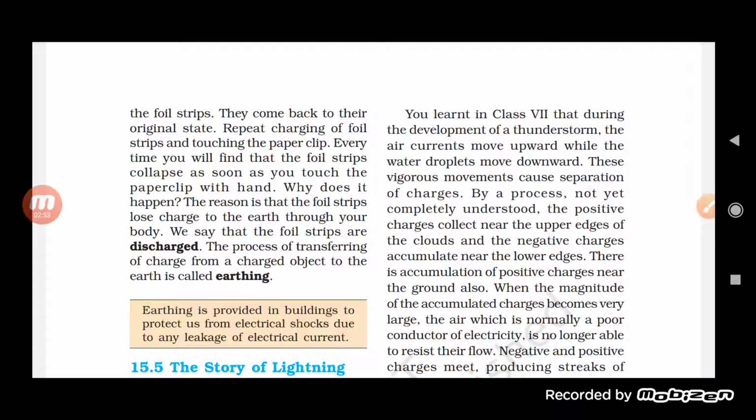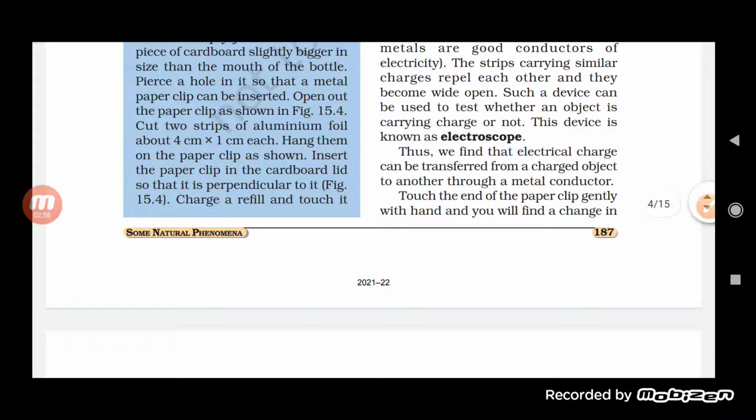Okay, now if we talk about charging or discharging students, a very important thing that we must know is that electric charges can be transferred from a charged body to another through a metal conductor. So from one charged object to another charged object, with the help of a metal conductor, electric charges can be easily transferred.